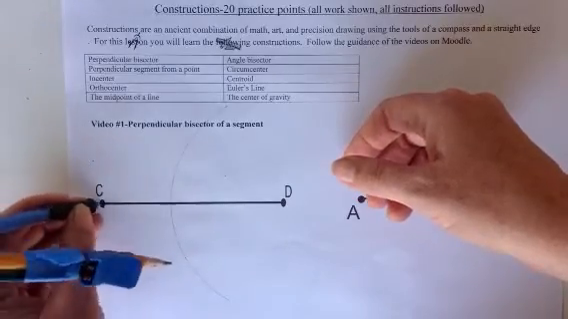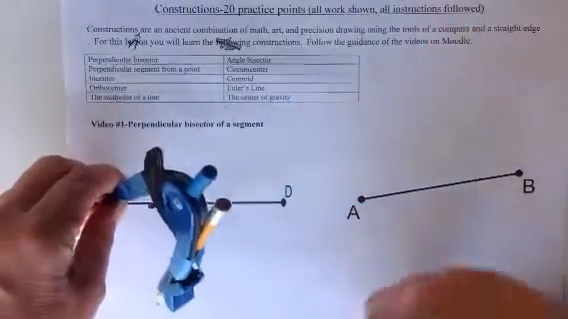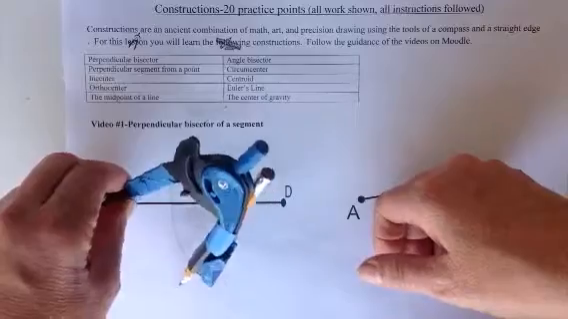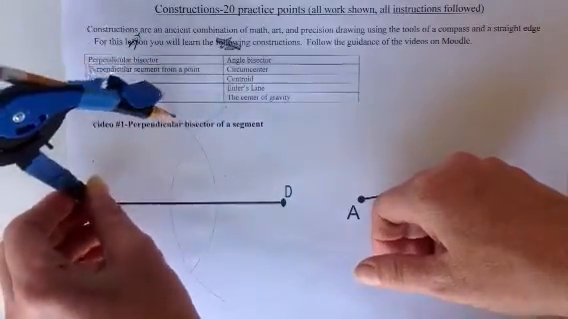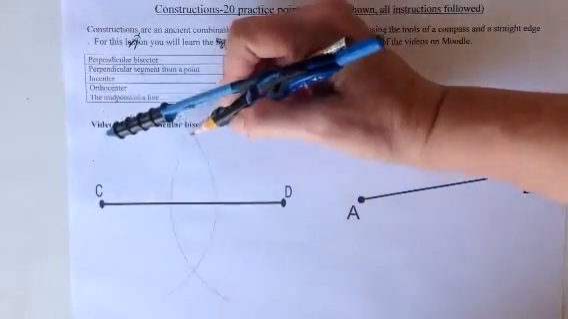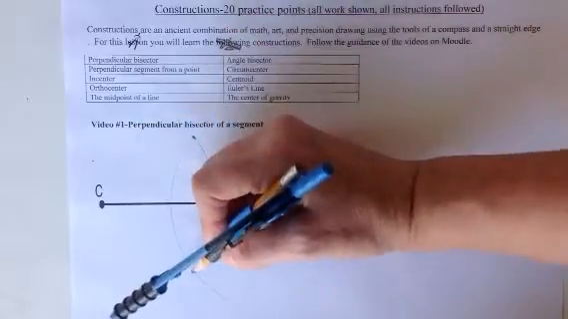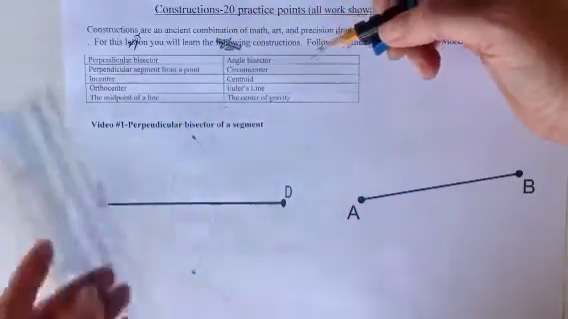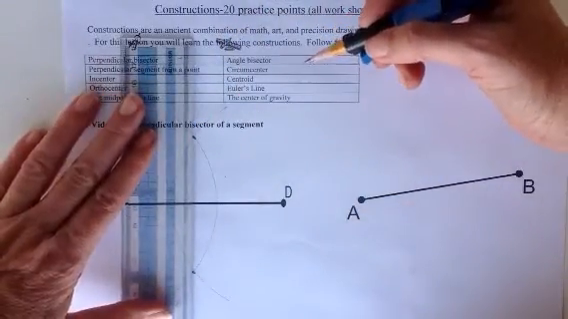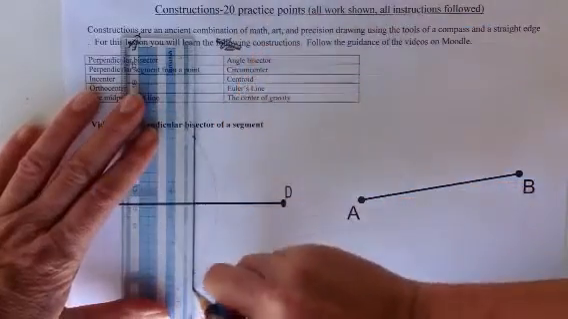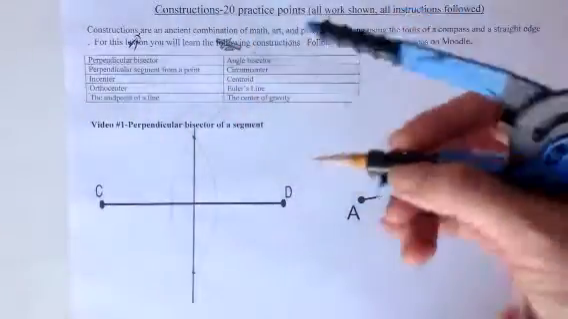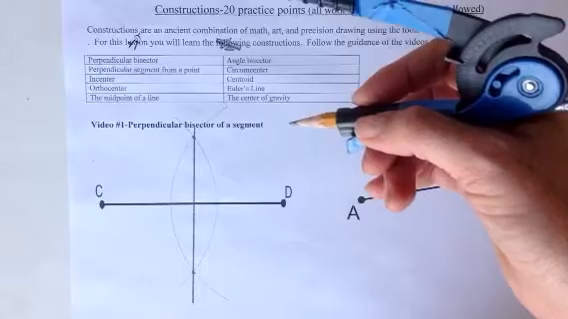Now come over to the same endpoint on this side and, without changing your distance, sweep. And if you look very carefully, you have 2 points of intersection, 1, 2. You want to line up your straight edge with those points of intersection. Now what you have drawn is called a perpendicular bisector.